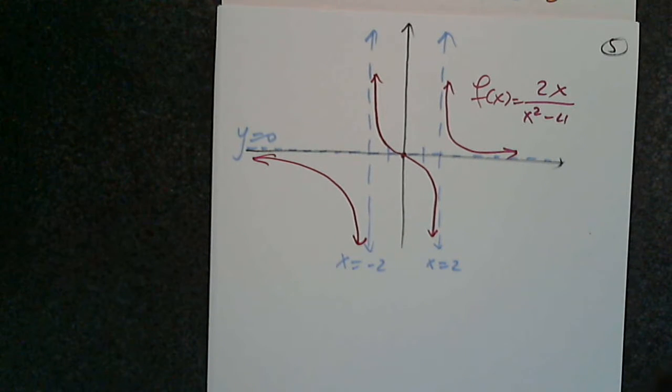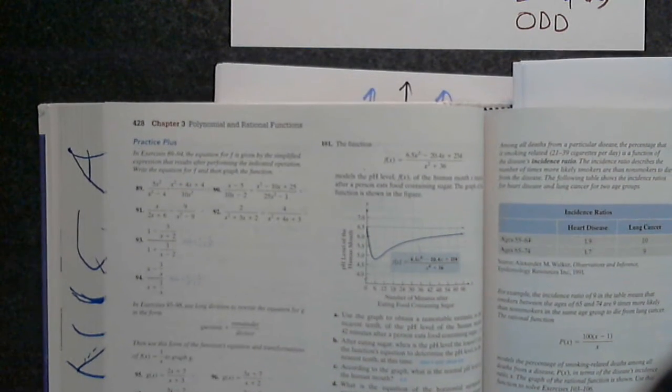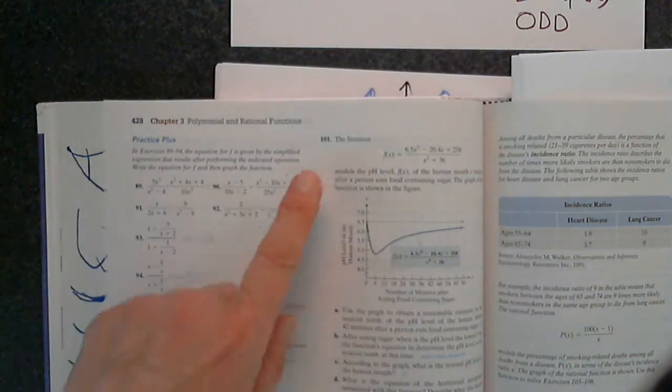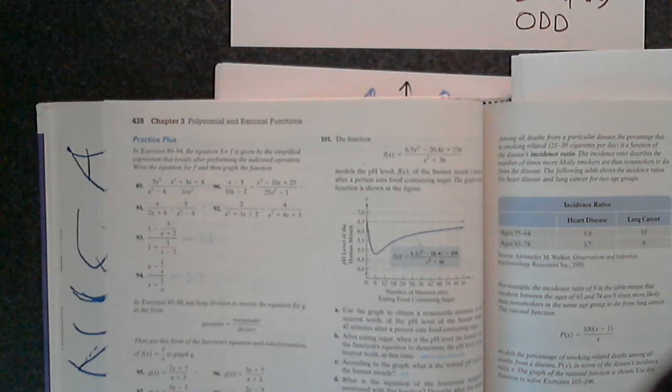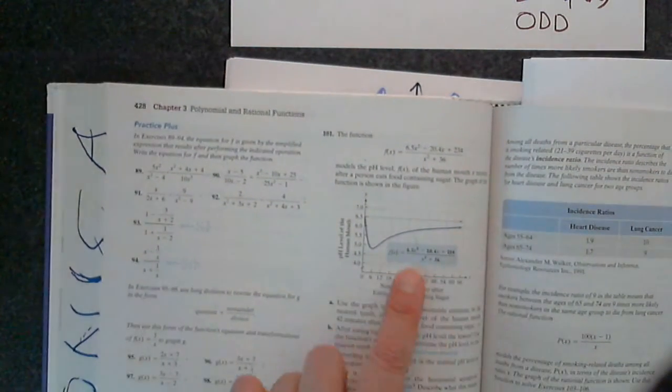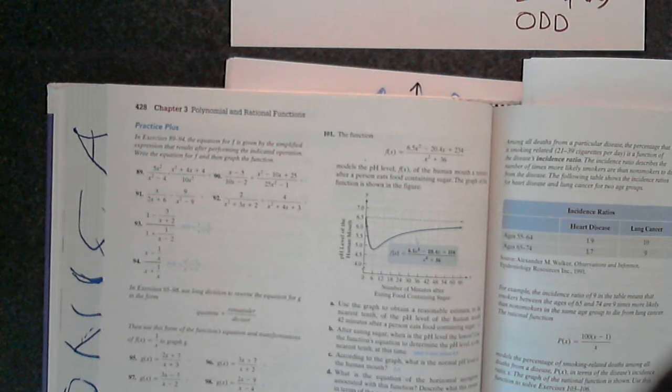Excellent point. Okay, let's look at some word problems to see why we're even discussing rational functions. A lot of applications. Let's take a look at this. So here's a function, and this is problem 101 on page 428. We're given a function. Let's look at the function first. It's right here in the balloon.